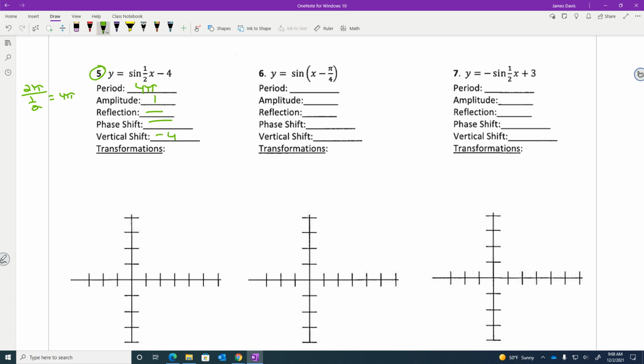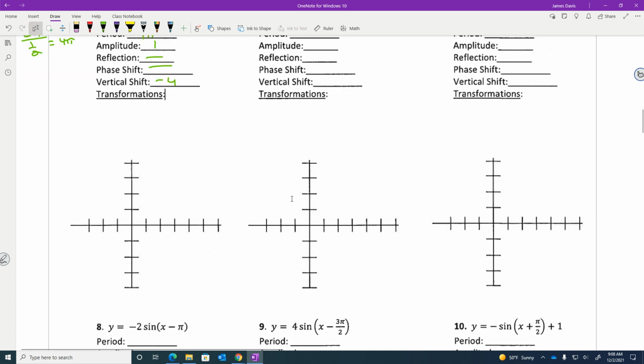Okay, so when we label this one, we still want to start by labeling our period first. Our axes, so there's 4. 1, 2, 3, 4. The same labels as the last one. So we got pi, 2 pi, 3 pi, 4 pi.